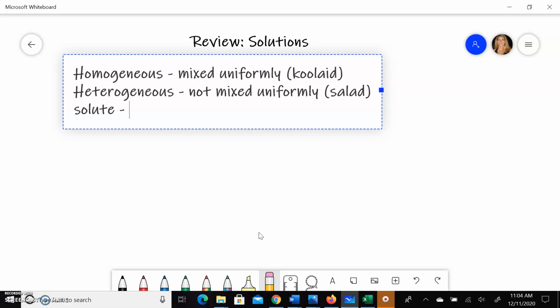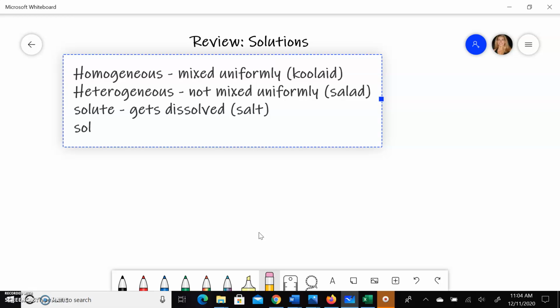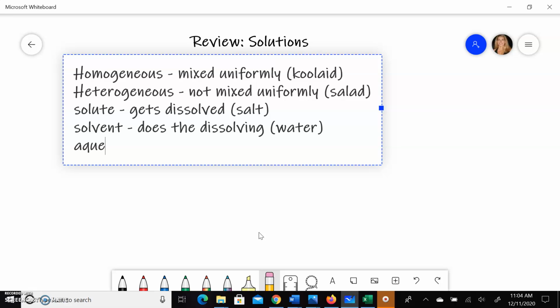The next word is solute versus solvent. The solute is the thing that gets dissolved. So if you were making salt water, it would be the salt, and the solvent is the thing that does the dissolving. So if you put it into water, a lot of times water is the solvent, not always. If water is the solvent, we have this fancy word that means dissolved in water.